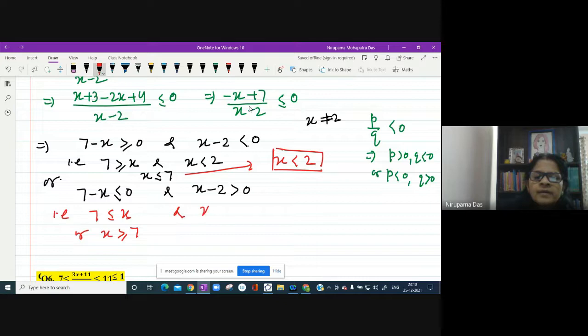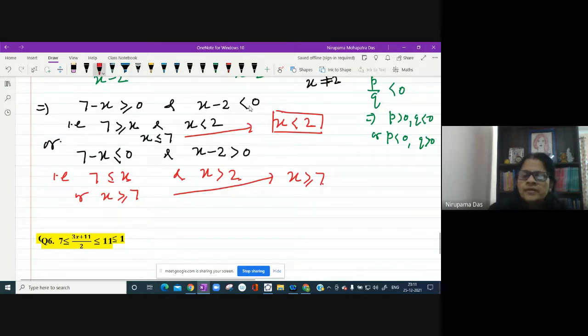and x greater than 2. Here you see x ≥ 7, x > 2. From this, what can we take? x is greater than or equal to 7. So x ≥ 7 or x < 2.